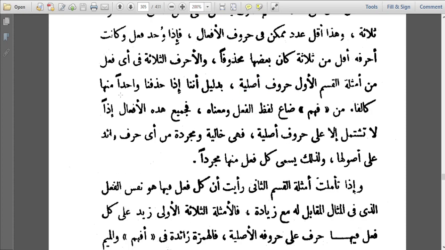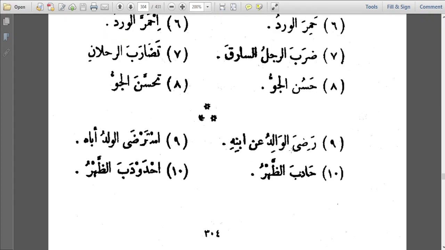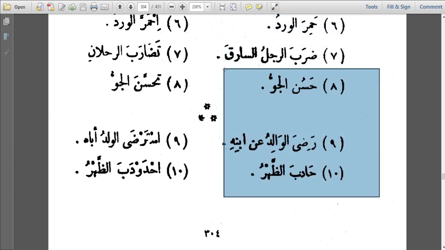بدليل أننا إذا حذفنا واحدا منها كالفاء من فهم ضاع لفظ الفعل ومعناه. The proof that all the letters are root letters is that when you take a verb like fahima and you take off the fa, the meaning and the pronunciation of the verb will go off. ضاع لفظ الفعل, the wording of the fi'l itself will be lost, and then its meaning معناه will also be lost. It says فجميع هذه الأفعال إذن, so all of the verbs in this category, not the mazid, the mujarrad, that's what they are talking about.